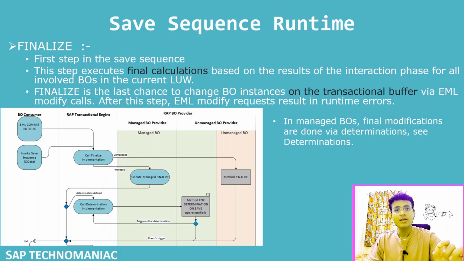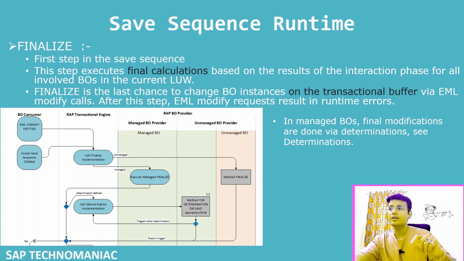During the create operation, we saved the data in the transactional buffer, meaning we saved the data in an internal table called the buffer. But from there, we have to pick up the data and save it in the database. That we will do in the save sequence runtime. The save sequence runtime will trigger as soon as you finish the create operation. What is the sequence of the methods, that also we will see.